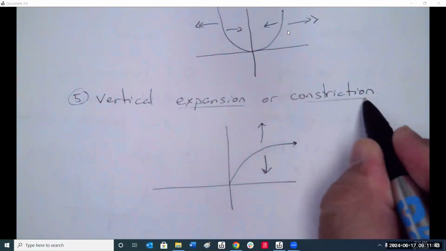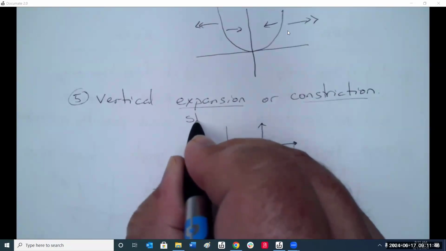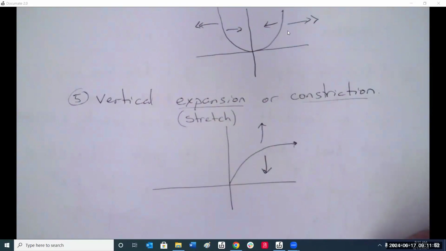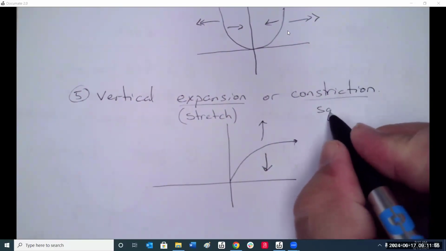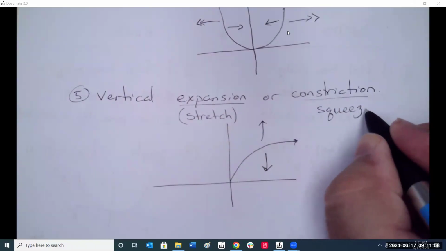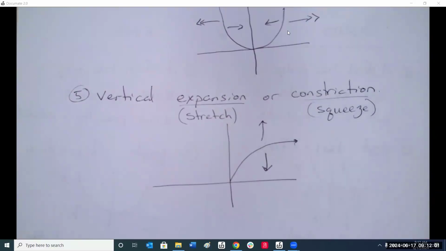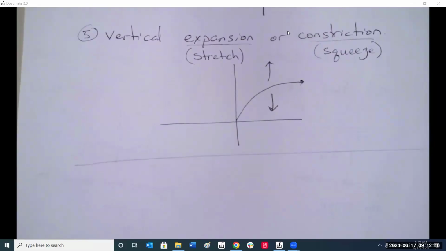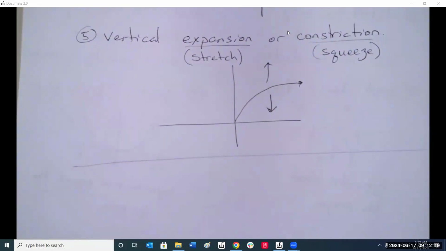To make things easier for you, expansion means to stretch, either out or up or down. Constriction means to squeeze, either to push it together or squash it down vertically. And that works for both horizontal and vertical. Those same rules apply here as they did in chapter 1 when we talked about circles and graphs of functions.